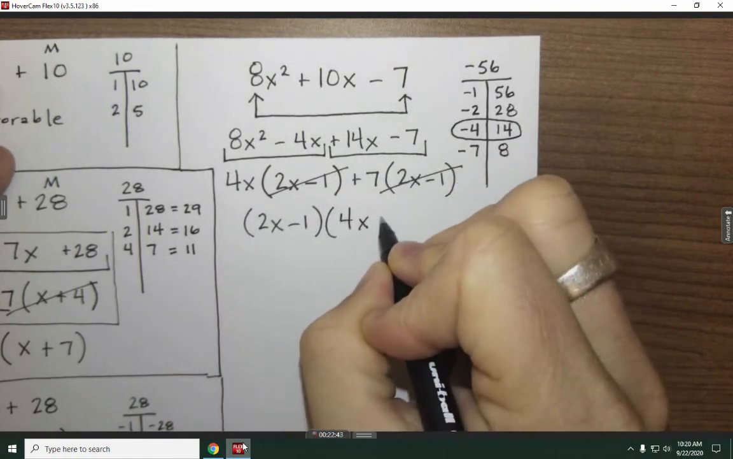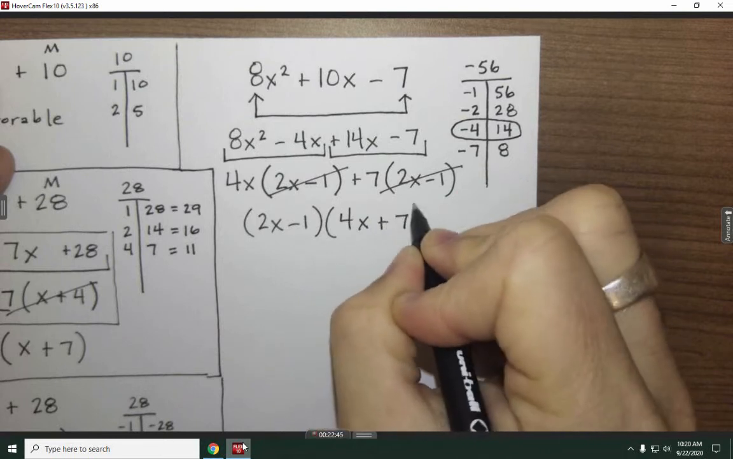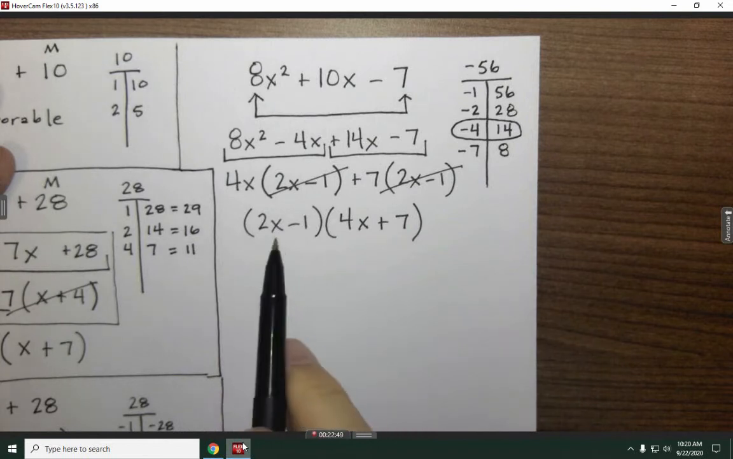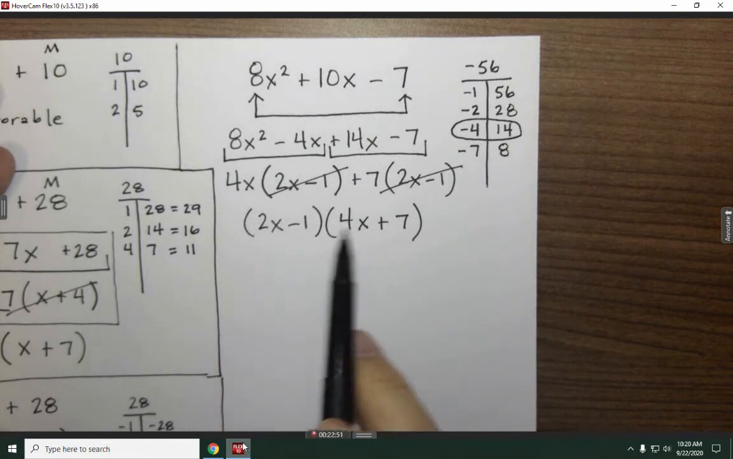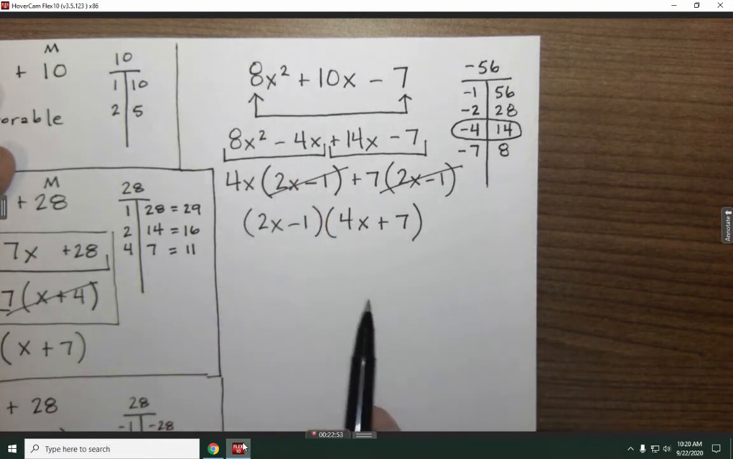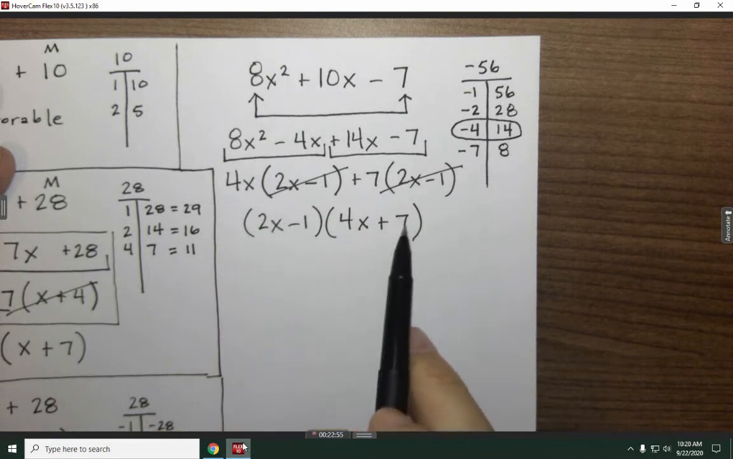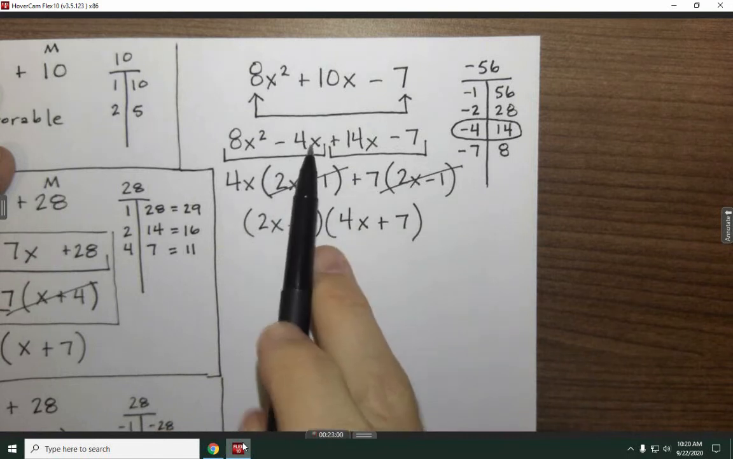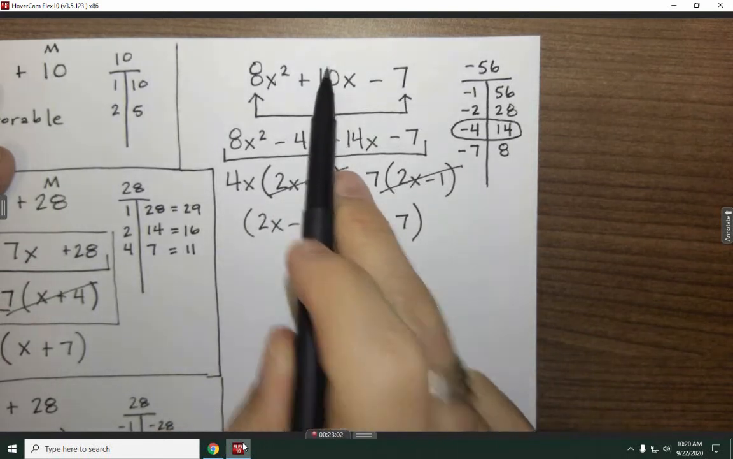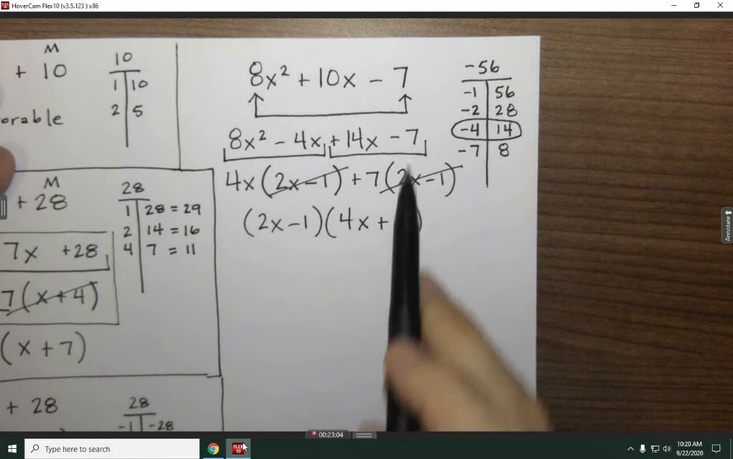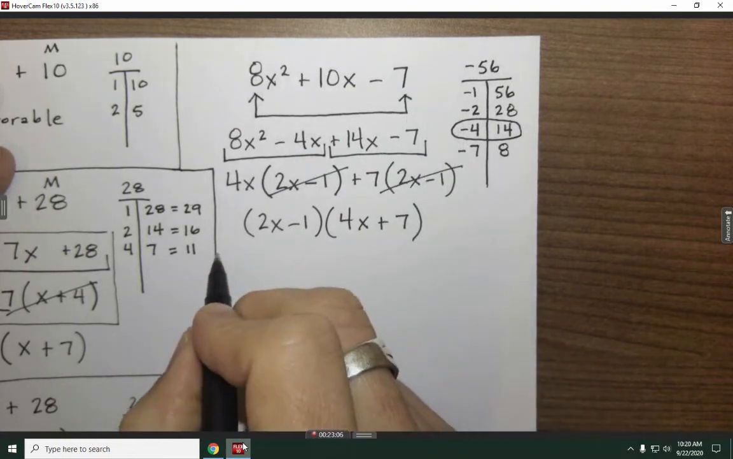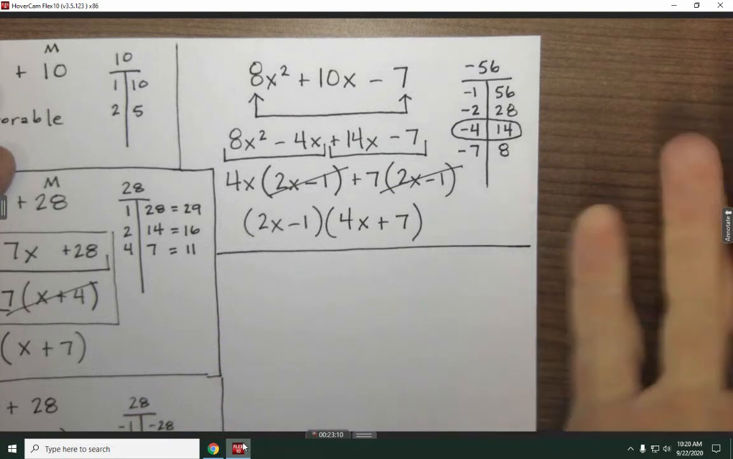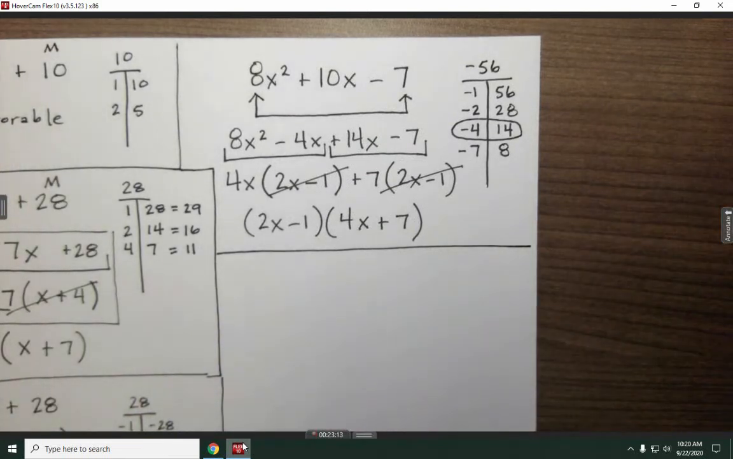That's our other set. You are more than welcome to try to see if this works out still, because you can do 2x times 4x is 8x squared. 2x times 7 is that 14x. Negative 1 times 4x is negative 4x. You see those can combine and recreate that. Negative 1 times 7 is negative 7. It's always good to double check what you've done. And you're more than welcome to do that with any other one we've done.